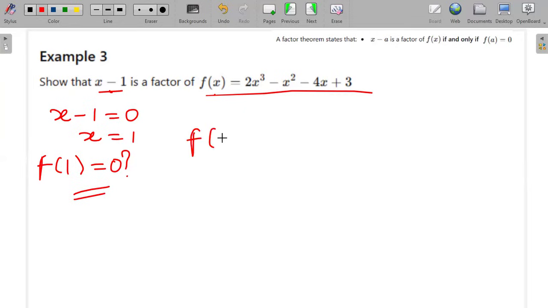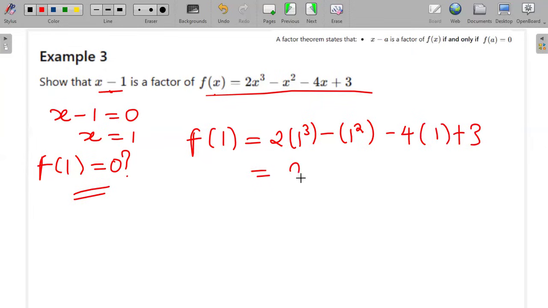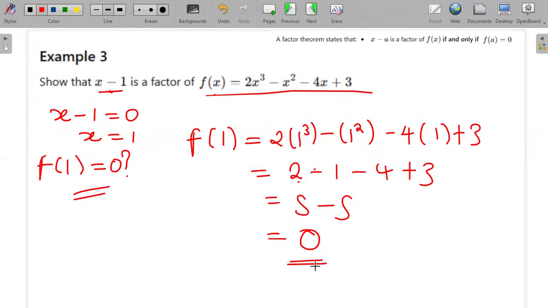So f of 1 is equal to 2 times 1 to the power 3, minus 1 squared, minus 4 times 1, and then plus 3. So this will just be 2 minus 1 minus 4 plus 3. I can see 2 plus 3, that is 5, minus 1 and minus 4, that is minus 5. So this is equal to 0. So you see that f of 1 is equal to 0, and this 1 here came from this factor. So it means this is indeed a factor of this. So that's the factor theorem there.